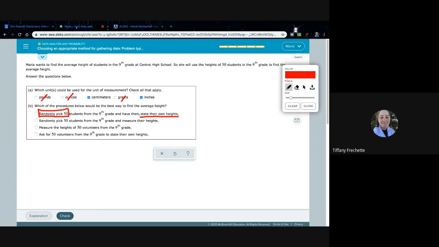Or maybe they don't know. If we ask them to say, how many centimeters tall are you? Do they know how many centimeters tall they are? Or are they going to have to convert that and figure it out? So there's a lot of error there. We don't want that one. So we're not going to pick this one.